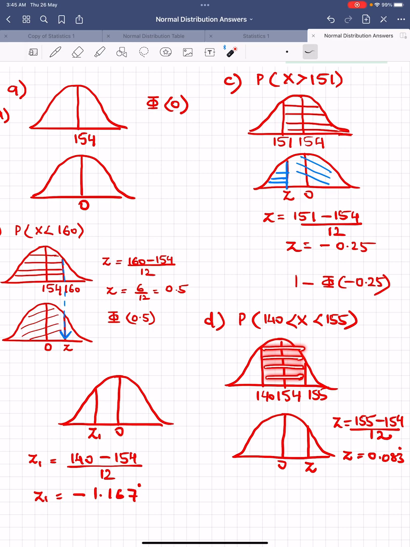So when we look at the probabilities against z values, we get the probability to the left of any z value. So it's going to be the probability of 155, which is the probability of z value 0.083, minus, now we want the probability of this part here, so minus the probability of minus 1.167, and that's your answer.